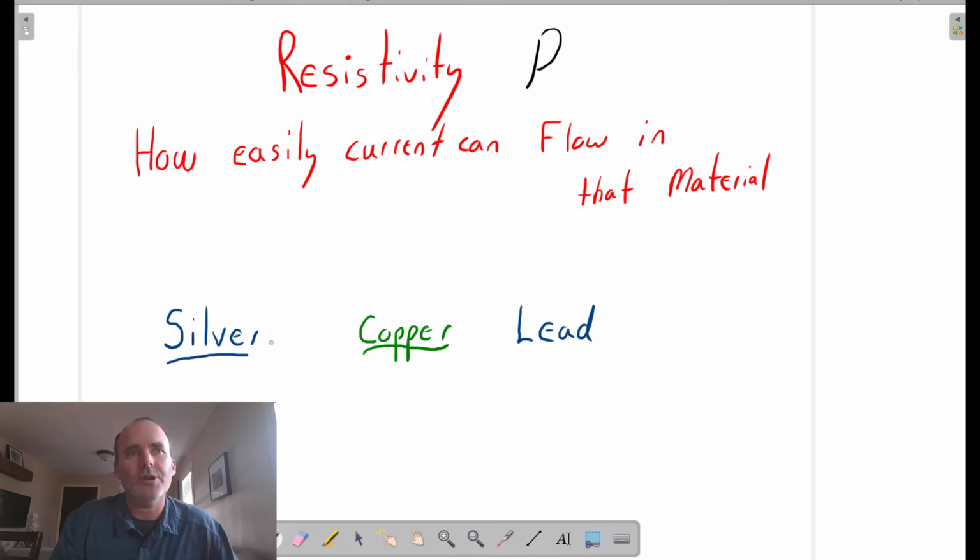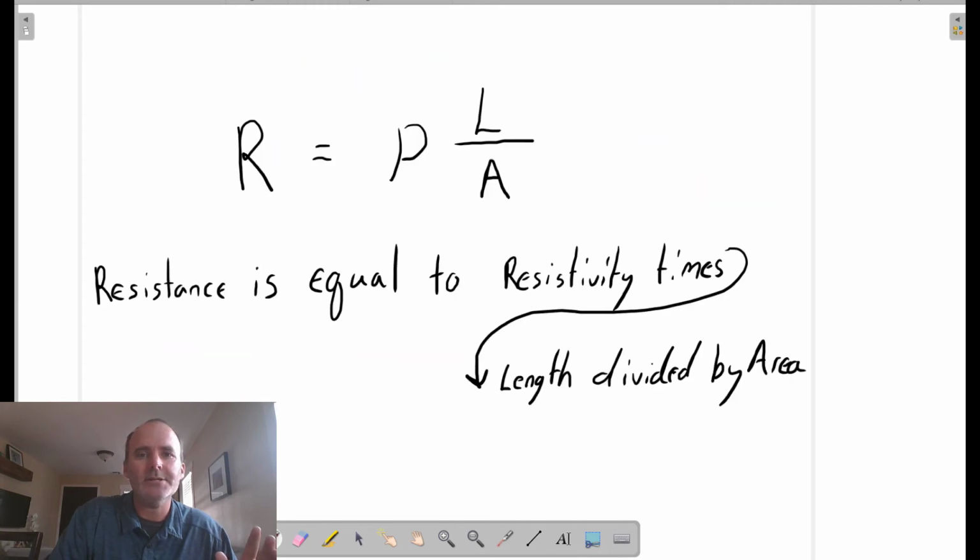Does silver have a greatest resistivity? Well, actually, it would be less. Silver is going to have a really low resistivity, meaning that the current can flow really easily. Lead is not as good; you wouldn't want to make a wire out of lead because current doesn't flow as well through that. So copper has less resistivity than lead. All right, so let's put all those three variables together and come up with an equation.